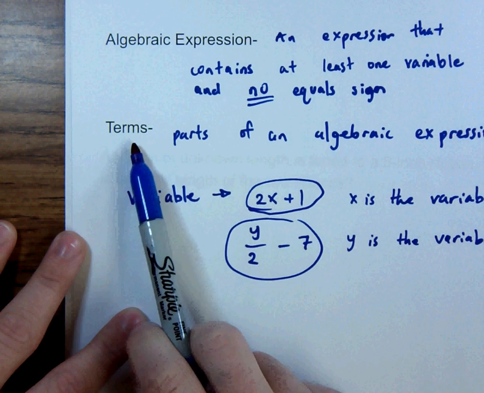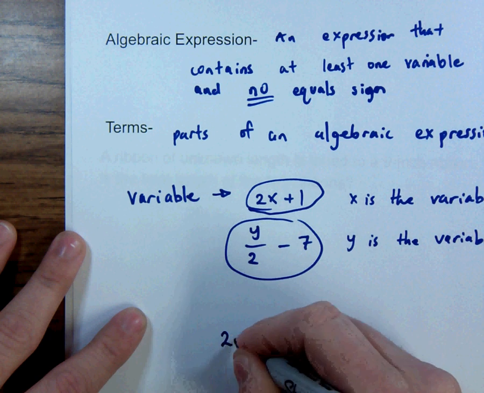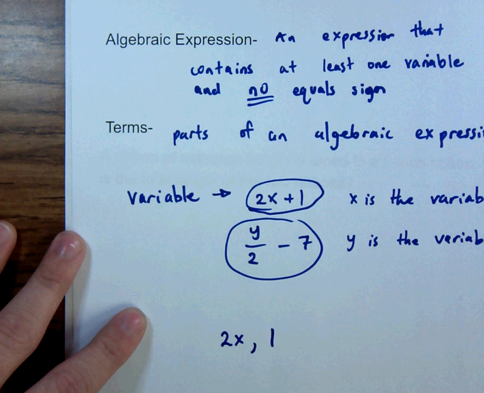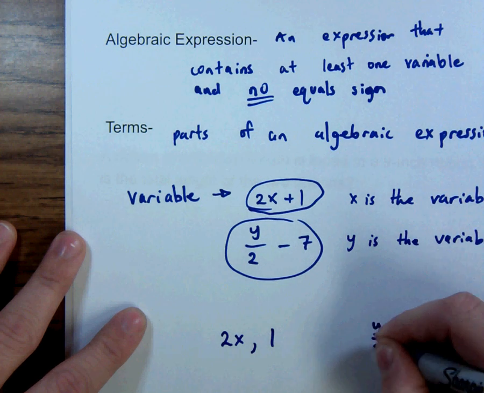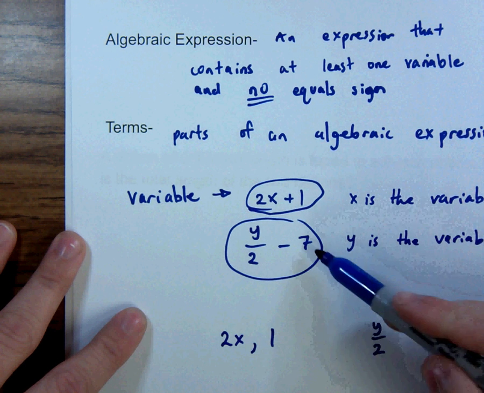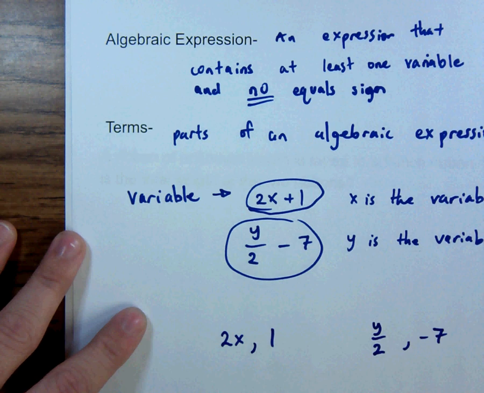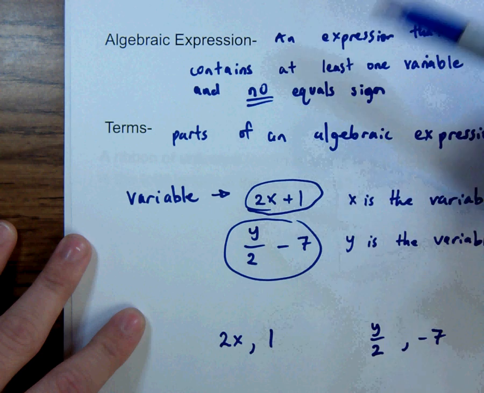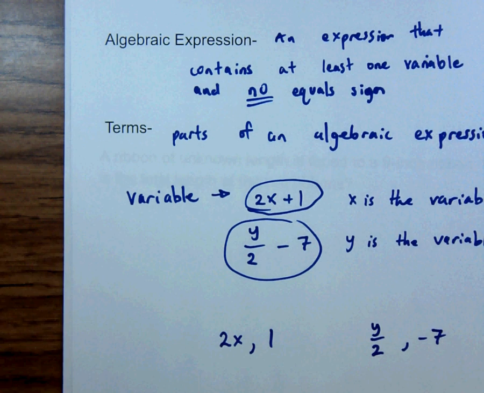The terms, well, the term in our first expression is we have 2x as one term, and we have 1 as a second term. In our second expression here, y over 2 is one term, and negative 7 is the other term. And we're going to be coming back to this often, but this is basically the vocabulary for chapter 7.1.